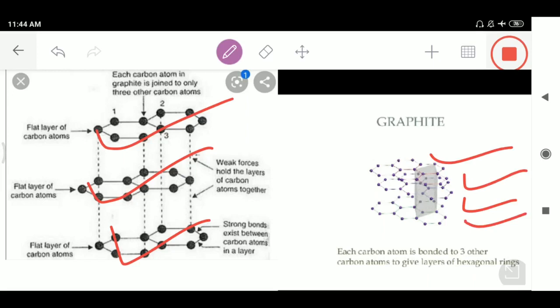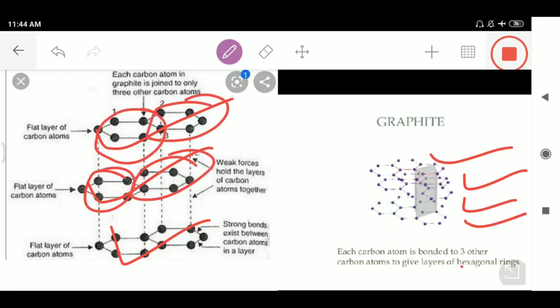A graphite crystal consists of layers of carbon atoms, or sheets of carbon atoms, and each carbon atom in a graphite layer is joined to 3 other carbon atoms by strong covalent bonds to form flat hexagonal rings. These are hexagonal rings: 1, 2, 3, 4 hexagonal rings. Hexa means 6, so the rings contain 6 carbon atoms.